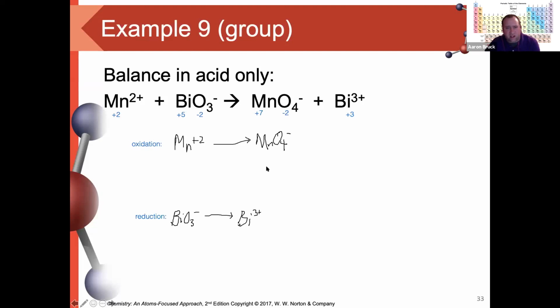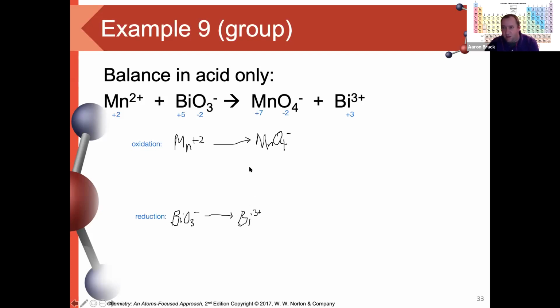So this is the reaction that's going on in both circumstances. Now our first step would be to balance everything that is not hydrogen or oxygen. And in this case, it's pretty easy. I have one manganese on this side, I have one manganese on that side, so that one's balanced. I've got one bismuth on this side, I've got one bismuth on that side, it's balanced as well. So that part's taken care of.